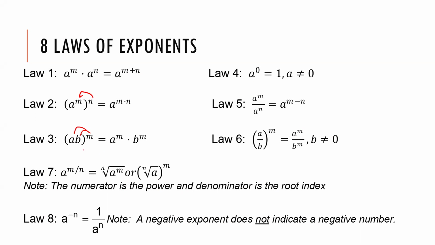But law 3, okay. Law 4 is our zero power. Anything, I mean anything to the 0 is going to be 1. Law 5 is our quotient property. Our quotient property is saying that when you are dividing exponents of the same base, you are subtracting their powers. Got it? Law 6 is distribution over a quotient. When you distribute over a quotient, the power goes to everything in the numerator and everything in the denominator.